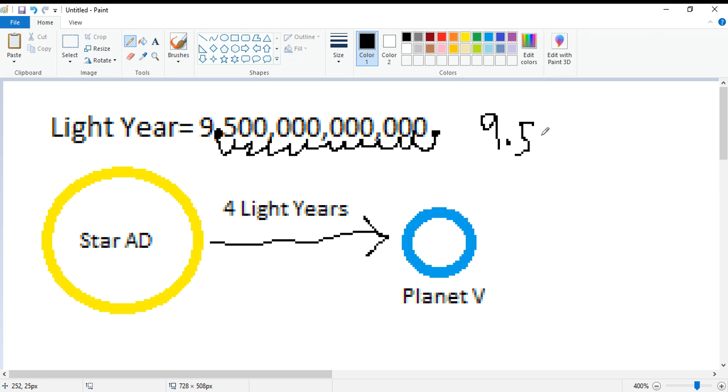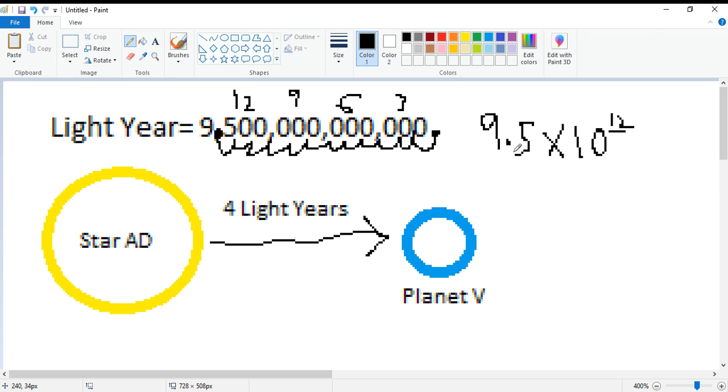And I also said that it needs to be multiplied with 10 to the power of something. So that something is going to be how many times the decimal place was moved. So we have 3 times, 6 times, 9 times, and 12 times. So that gives us 12. So 9.5 times 10 to the power of 12.